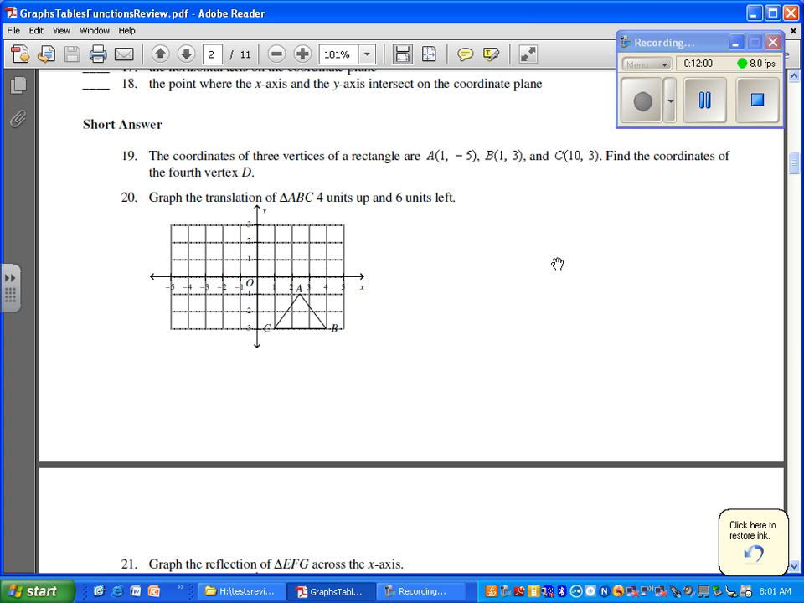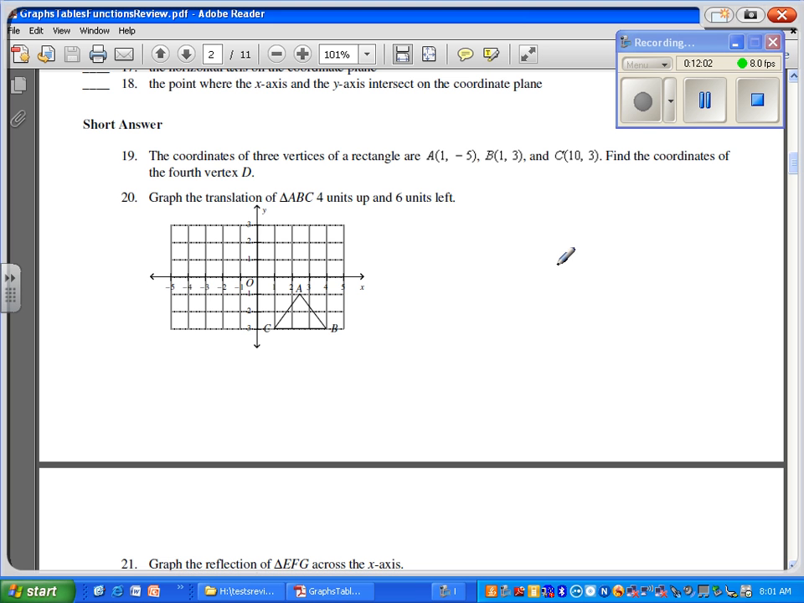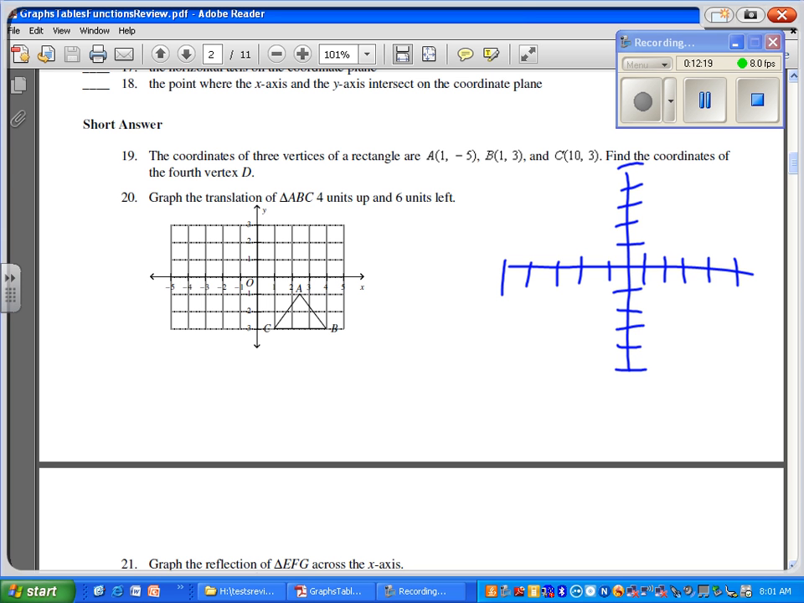The coordinates of 3 vertices of a rectangle are, and they give you these vertices right here. Now I'm going to use this graph on number 20 just to demonstrate, but you can always draw your own graph. Matter of fact, I'll just do that over here. Okay, let me create my graph real quick. It doesn't have to be perfect.